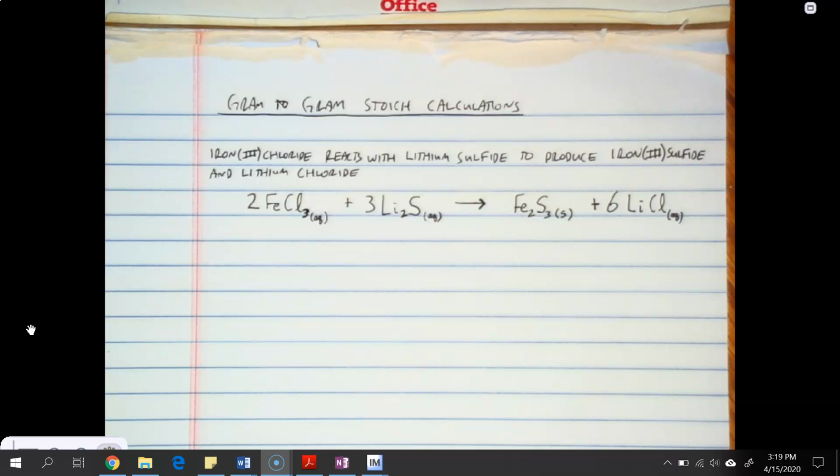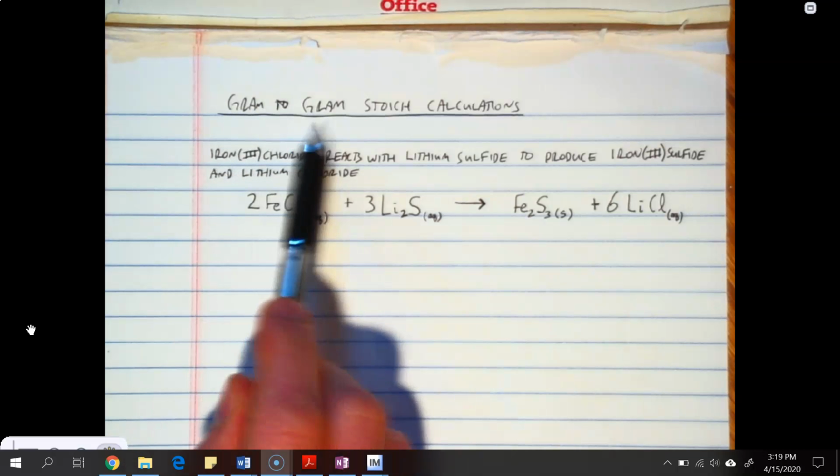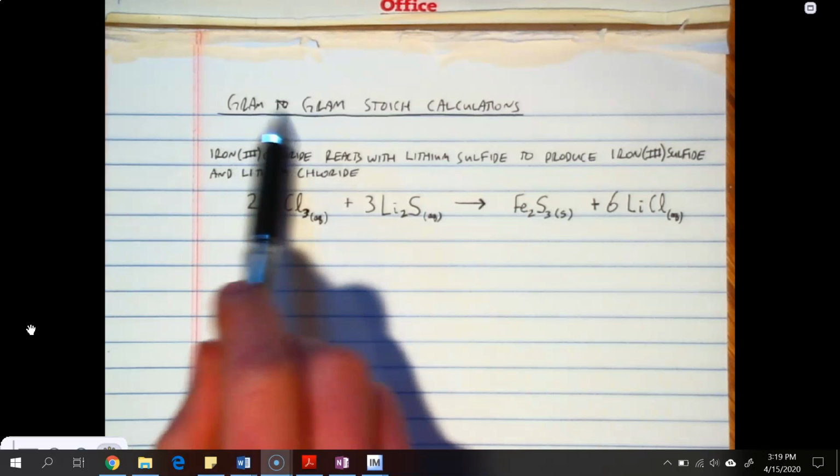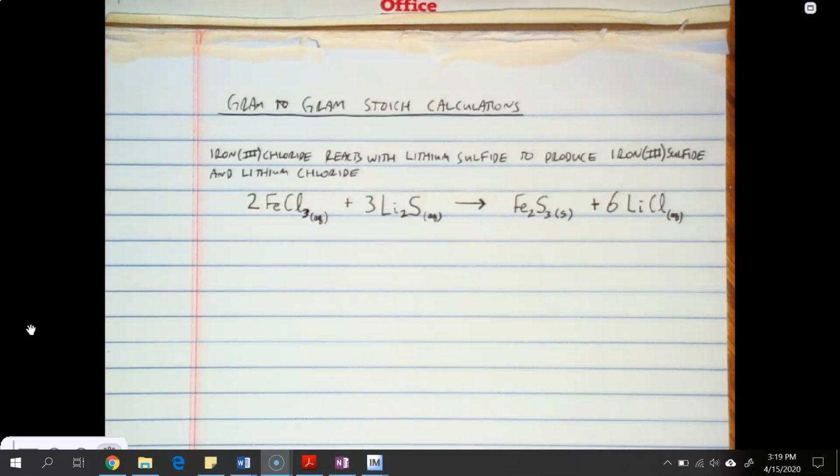Okay. So for us, last class we did mole-to-mole stoichiometry calculations. This class we're doing gram-to-gram stoichiometric calculations, which actually makes a little bit more sense because grams are what we actually measure in lab, and grams are stuff that we can actually measure with a measuring tool. Moles is much more difficult to measure.